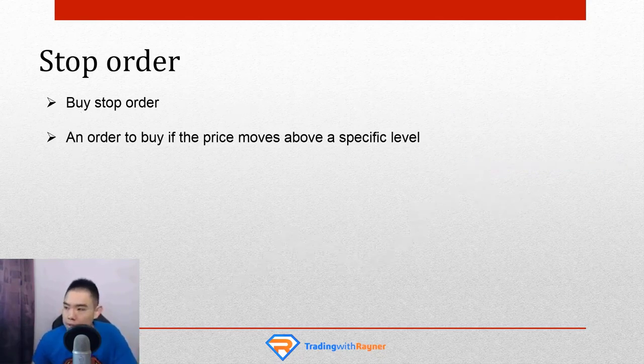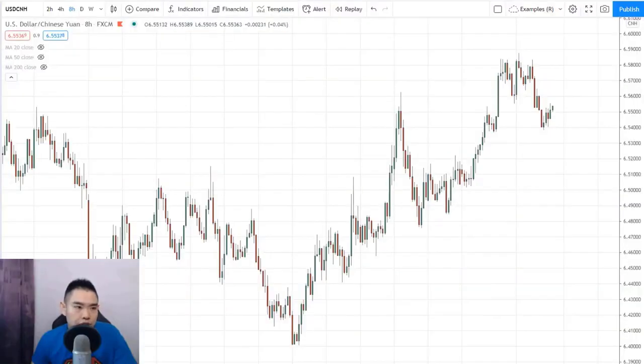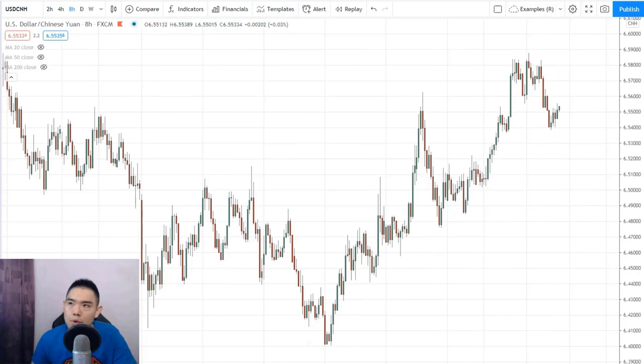So an example is this one here. If you look at this chart, dollar against the Chinese yuan, this is the 8-hour time frame. So again, you can look at this and say, at this point, Rayner, I have no idea, maybe the price might go up and come back down, and I don't want to enter right now because this could happen. And then you're thinking to yourself, I feel more confident if the price can break above this high. Only then I would be willing to buy. So if that's your thought process, you can use a buy stop order.